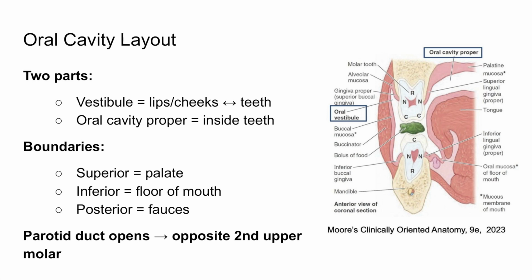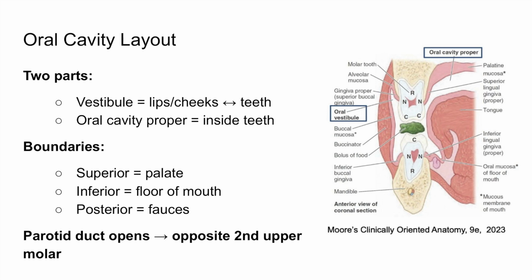Now anchor the boundaries, right? Because this loves to get tested. So the roof is the palate. Boundaries just like to get tested. Not this specifically, I'm just saying boundaries. You don't want to get blindsided by it on the exam. So the roof is going to be the palate. Hard anteriorly, soft posteriorly. The floor is just the floor of the mouth, mainly the mylohyoid region with the tongue sitting on top.